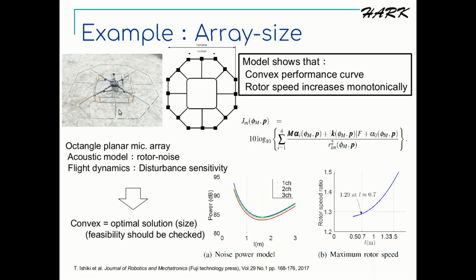I'm not going to talk about the details of that, but after the analysis, we found the rainbow-like curves in this figure, which show the estimated noise level at each microphone. You can see that those curves are convex with respect to the size of the array. The size of the array is shown on the horizontal axis. This means there is an optimal size for the drone to have the best performance. Of course, we have to consider other constraints, such as the maximum speed of the rotors, because of the physical constraints as well.